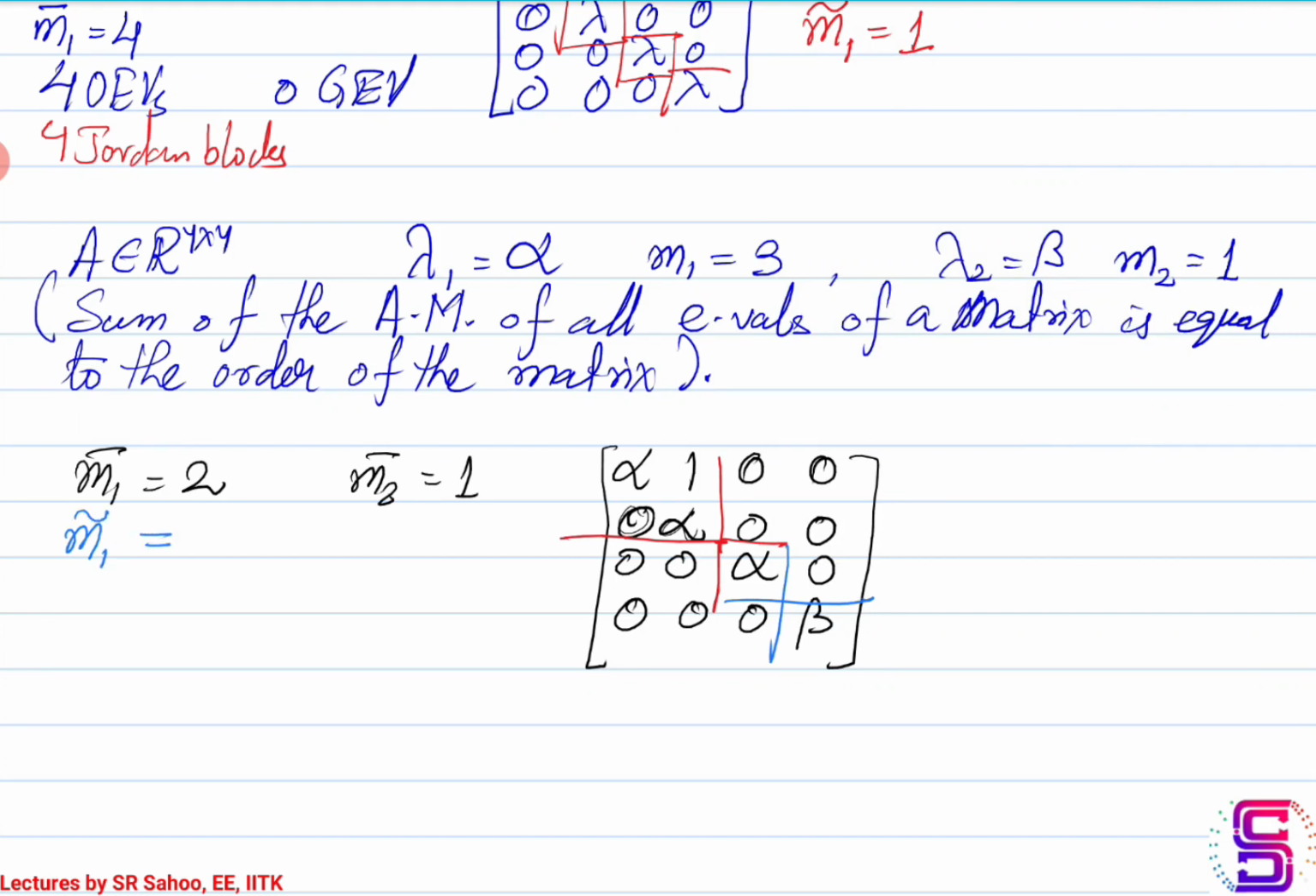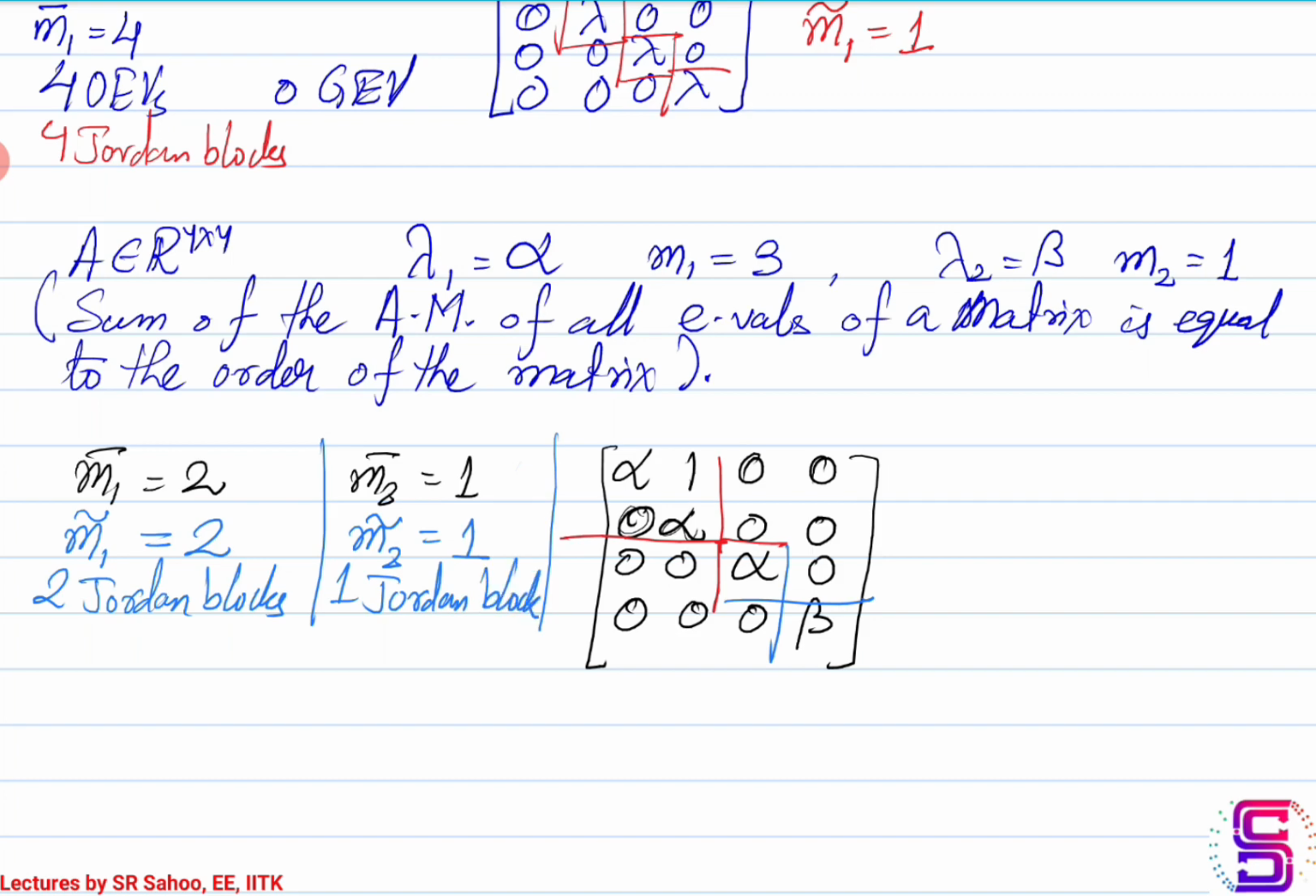So what you have here is index of alpha is 2 and the index of beta is 1. Here you have 2 Jordan blocks. Here you have 1 Jordan block in the Jordan form. We'll stop here. Thank you.